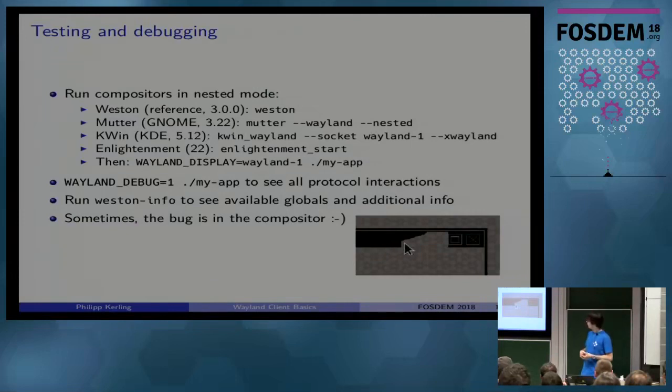And if you want to just see what kind of globals your compositor supports, you can use the Weston info executable, which is a part of Weston. But even though it's called Weston info, you can actually use it with any compositor to just gather information on what kind of interfaces are available. Yeah, and since many compositors and also the Wayland project in itself are not that well established like X11 yet, if you encounter really weird stuff while testing like this, then sometimes the bug is in the compositor and you have to be prepared for that.